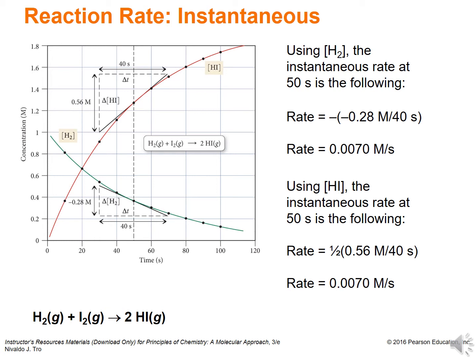Again, the instantaneous rate at 50 seconds should be the same for any reactant or product that's under consideration, and we do see that it's 0.0070 molar per second for the rate of appearance of HI, just like it was for the rate of disappearance of H2.